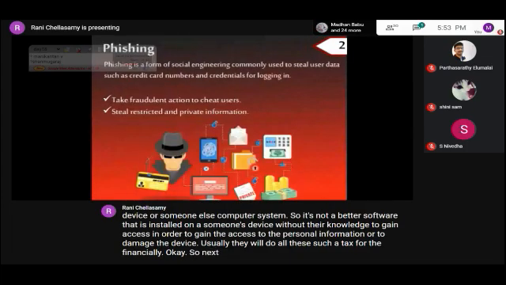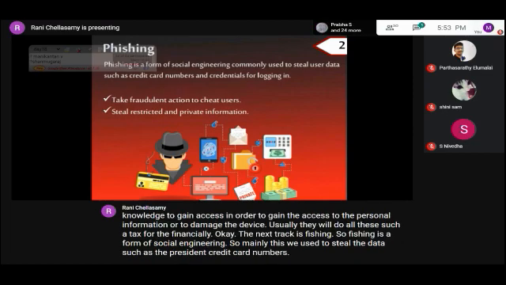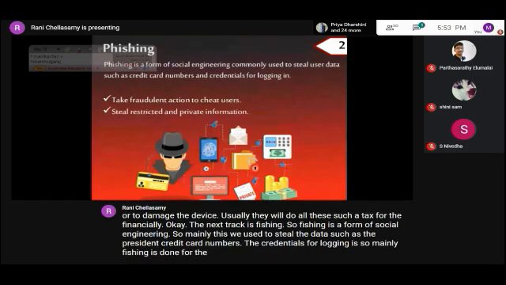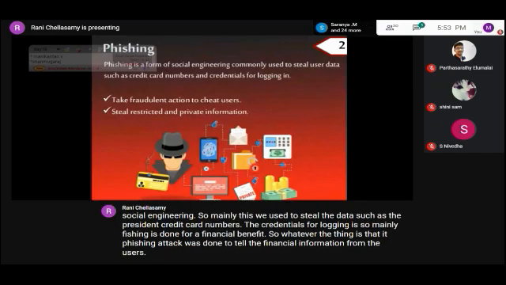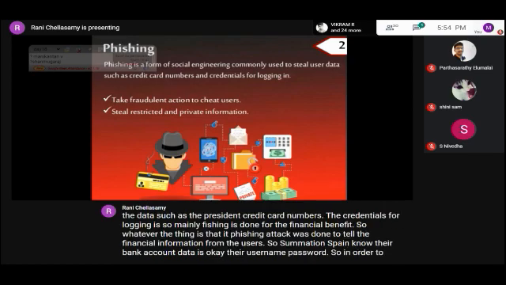So, the next threat is phishing. Phishing is a form of social engineering. Mainly it is used to steal data such as credit card numbers and login credentials. Phishing is mainly done for financial benefit, to steal financial information from users, such as bank account details and usernames and passwords in order to get into their accounts.